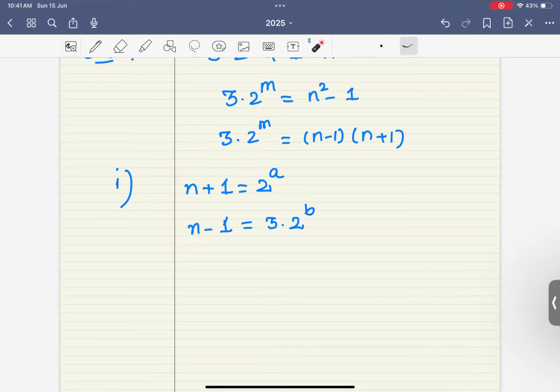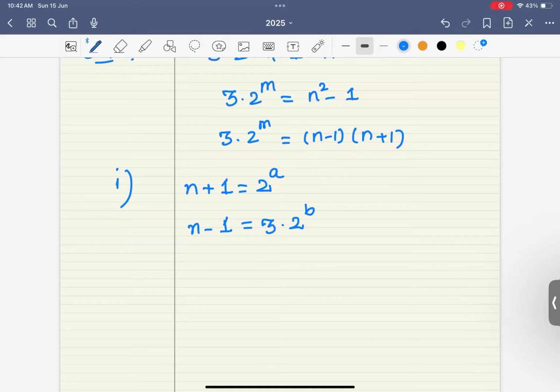So how do you think of this? Well, since this is even, all of them must contain 2 to the power something. But the left-hand side also contains a 3, so one of these two factors must also contain a 3. So in the first case, I have assumed that the factor of 3 will be attributed to n minus 1. In the second case, I'll consider that the factor will be attributed to n plus 1, right? So what do you get?